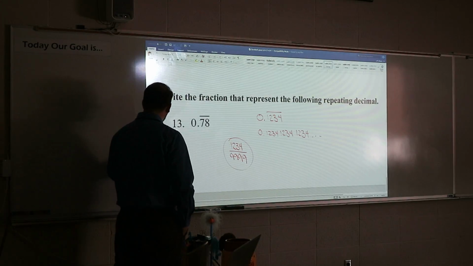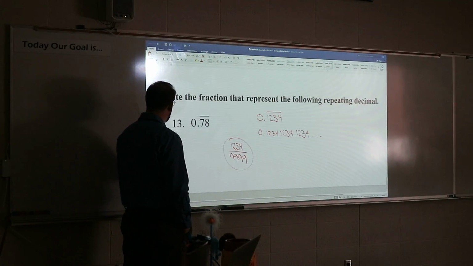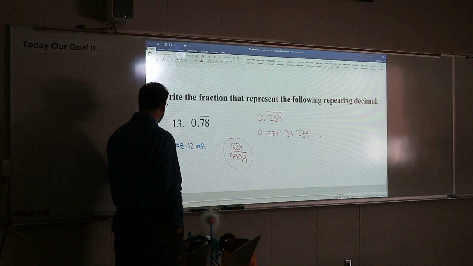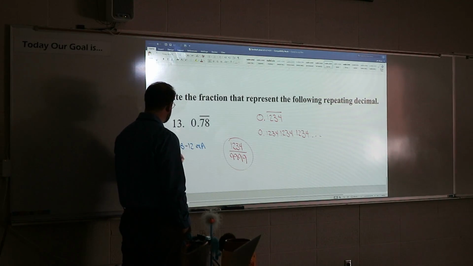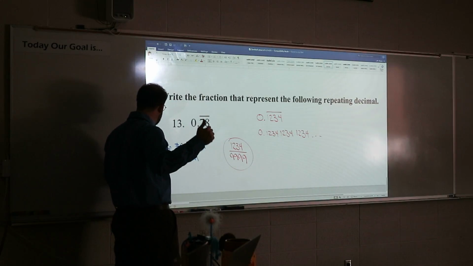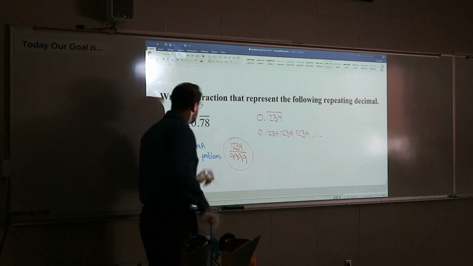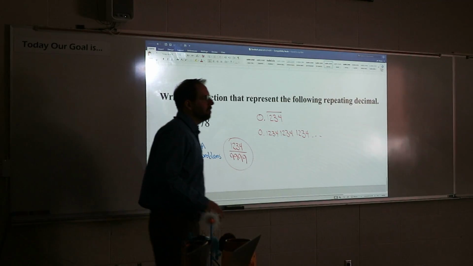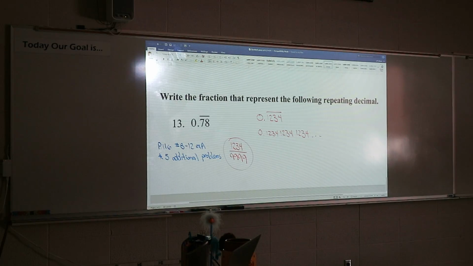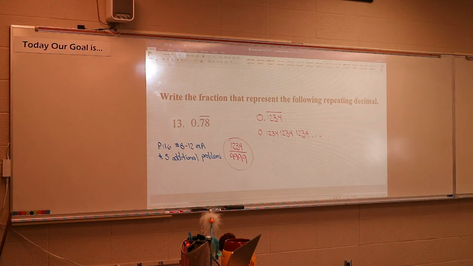Your homework, if you haven't already done it, is page 116, numbers 8 through 12. That was the homework I gave you yesterday, exercise A. And then you had those 5 additional problems where you had to make up your own decimal and write it. It's written on the board over there. Make sure you take your time and work on that, okay? That's it for today. Pretty easy today. You have the rest of class to work on this and your homework.